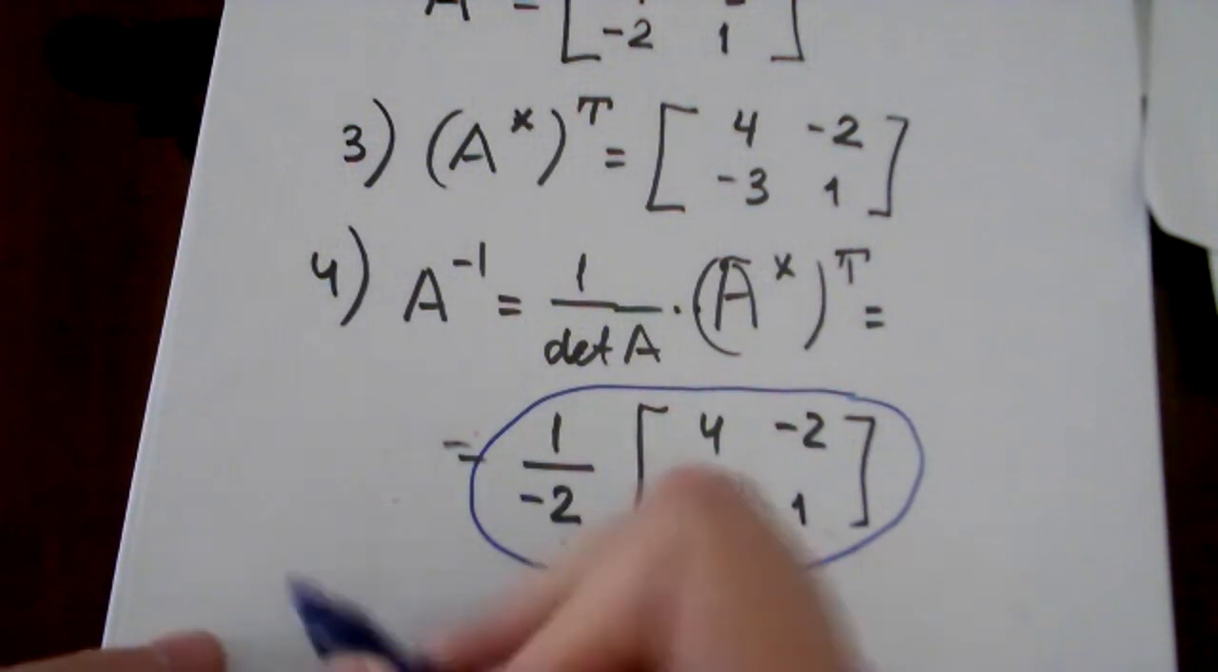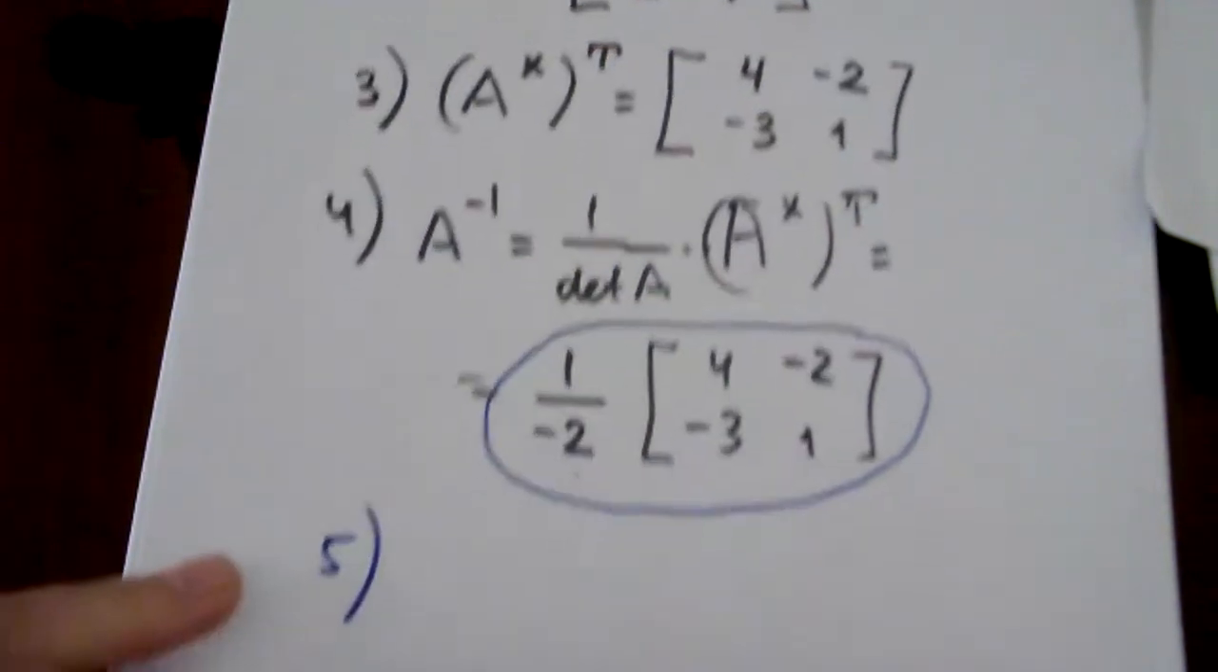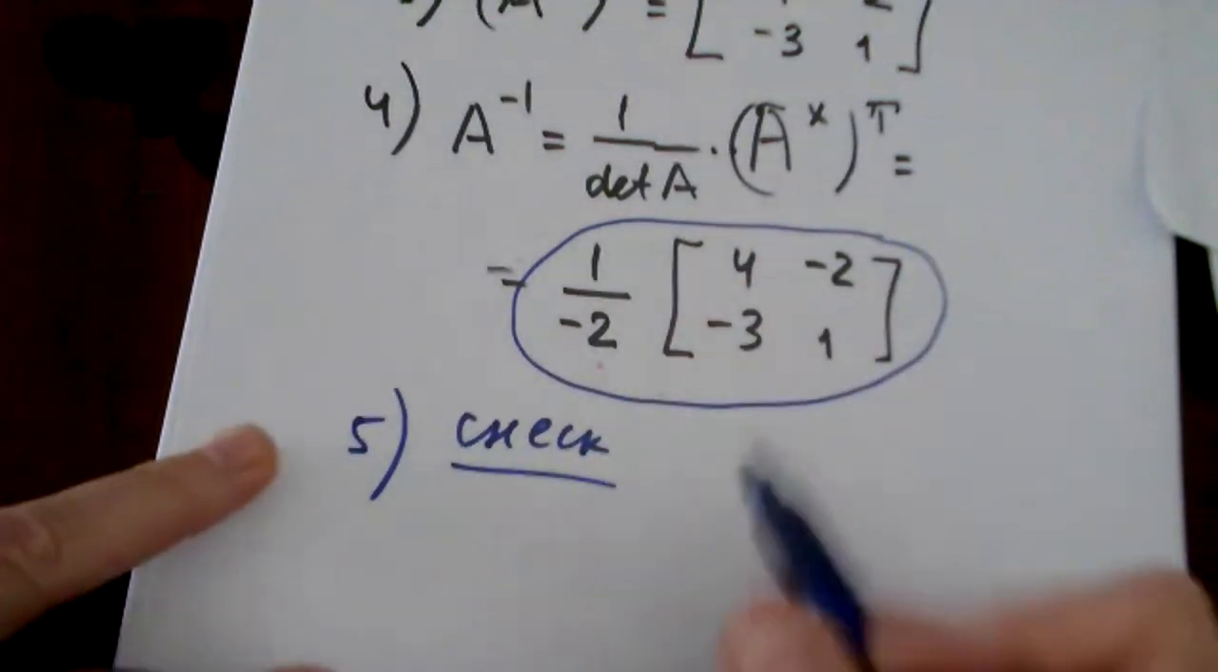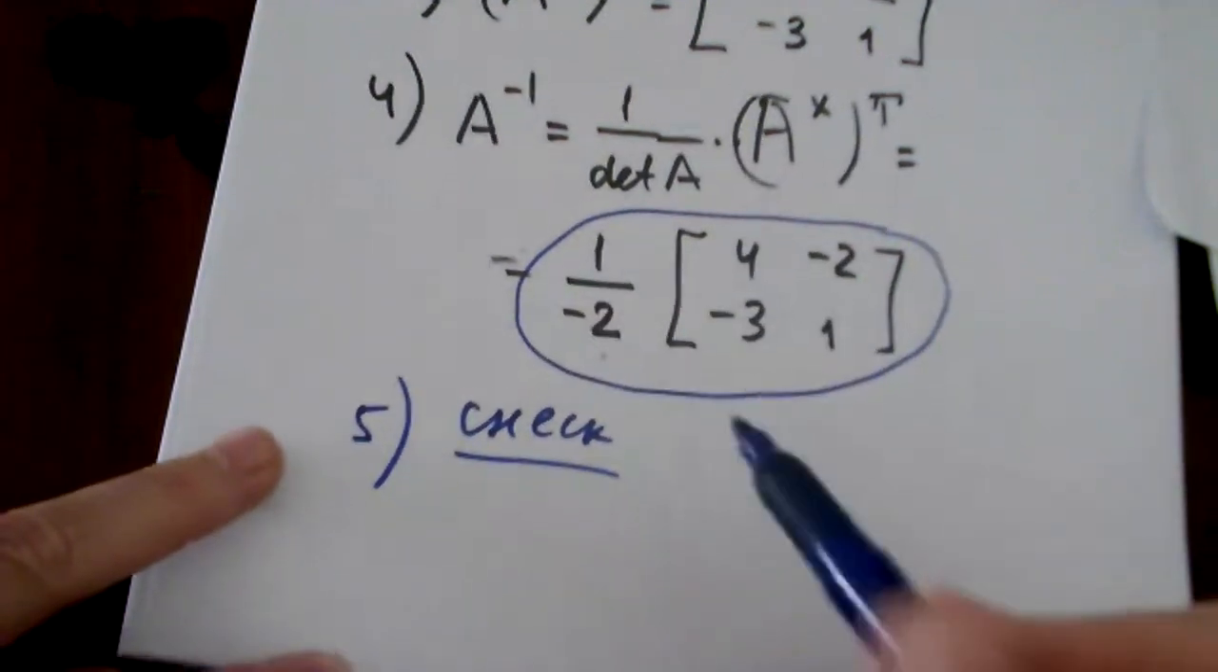So that's it. But I would add a fifth step here. Actually, it's always a good idea to check your result. How can we check that we haven't made any mistakes?